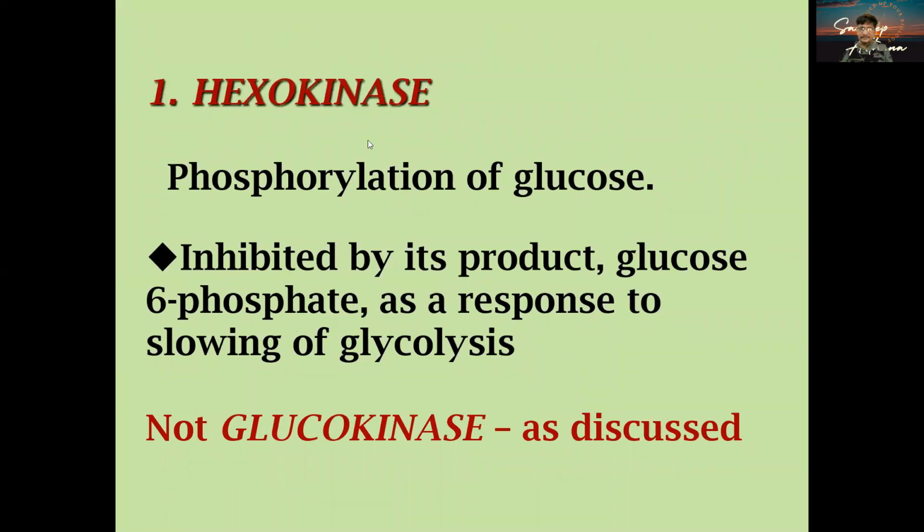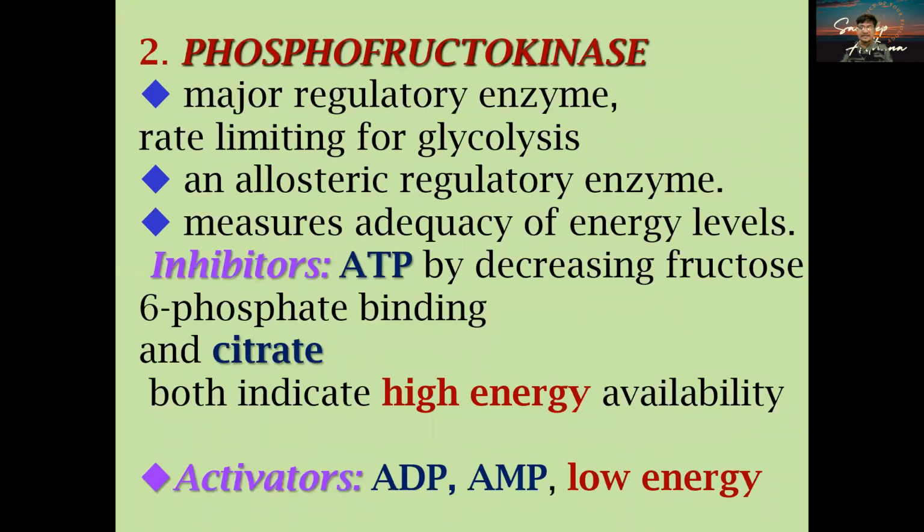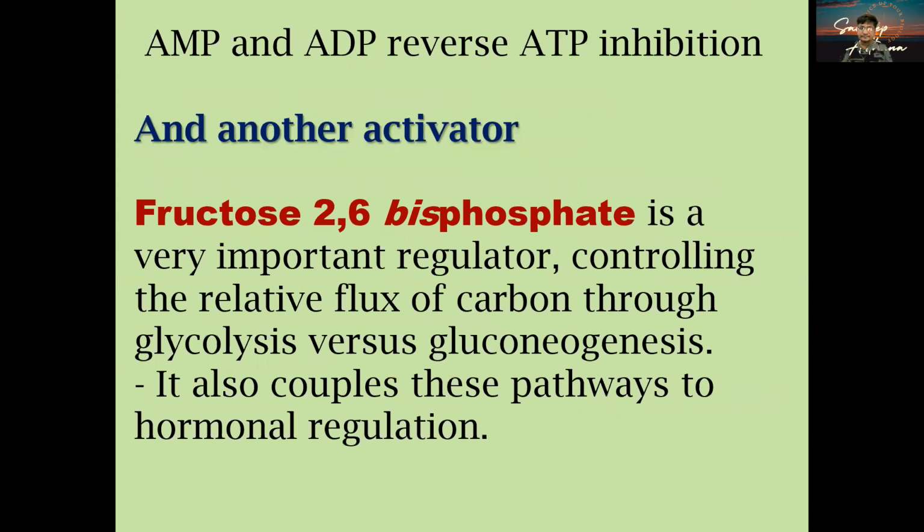First is the hexokinase, the reaction it is causing is phosphorylation, and it is a kind of allosteric enzyme where the end product is going to inhibit the reaction. Second is phosphofructokinase, which is a regulatory enzyme, a rate limiting enzyme. And here the inhibitor is going to be ATP, again the allosteric one, by decreasing the affinity for fructose 6-phosphate, and citrate binding, because the ATP and citrate will be available only when the energy is enough in the system. And if the energy is not there, there will be more ADP and AMP in the system, so that is going to be triggering the enzyme.